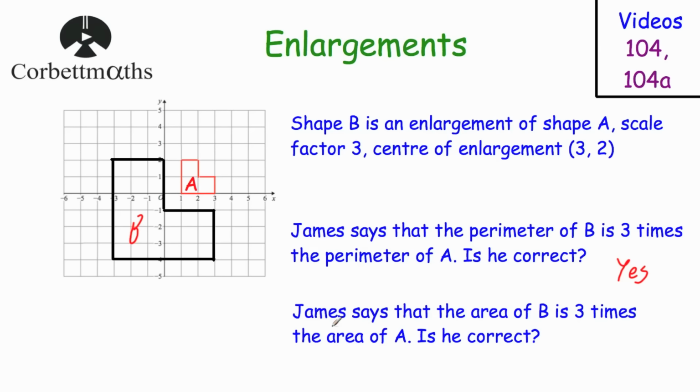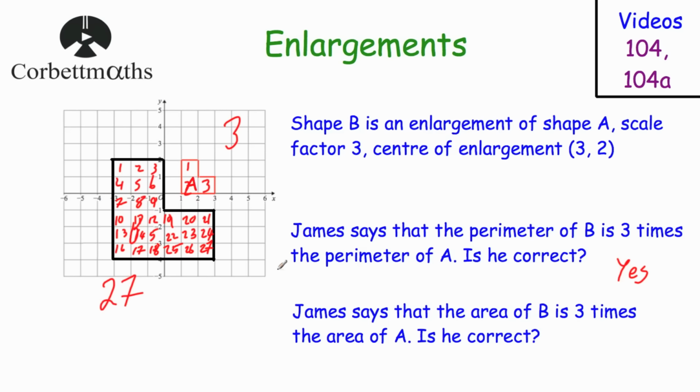So our next question is quite an important one, and it says James says the area of B is 3 times larger than the area of A, probably because we've enlarged by a scale factor 3. Is he correct? Now, James won't be correct, and let me just explain why. The area of A is 1, 2, 3 squared, and the area of B is 1, 2, 3, 4, 5, 6, 7, 8, 9. That would be 3 times bigger. Well, it's actually much bigger than that. 10, 11, 12, 13, 14, 15, 16, 17, 18, 19, 20, 21, 22, 23, 24, 25, 26 and 27. So the area of A is 3 and the area of B is 27. As you can see, it's much bigger than 3 times larger.